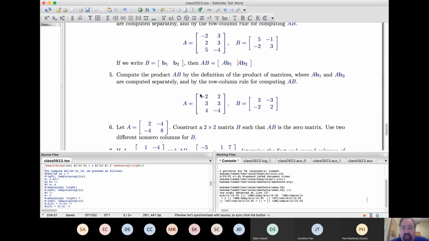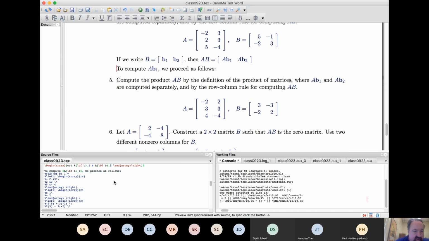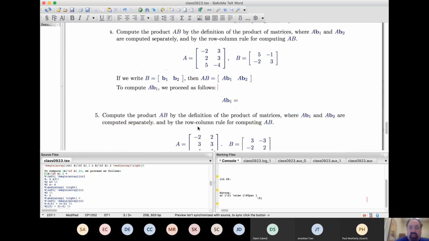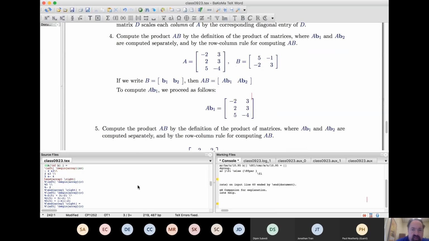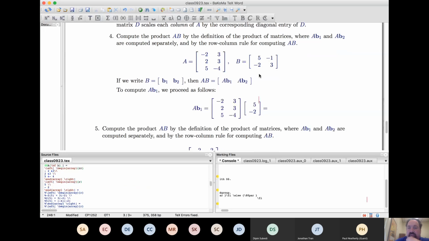So what I can do is, if I want to multiply these two matrices, I can compute the product of them one column at a time. So I focus on AB1, then I do AB2. So in this case, I'll start with AB1. So there's A, and there's B1, the first column, the 5, minus 2, first column of B.